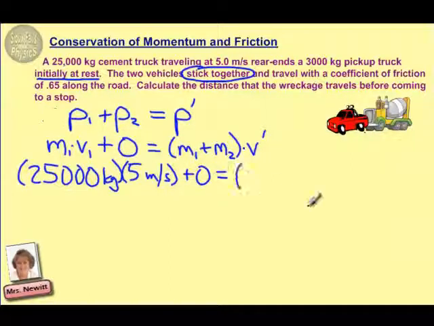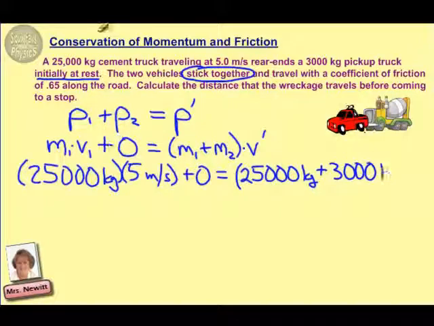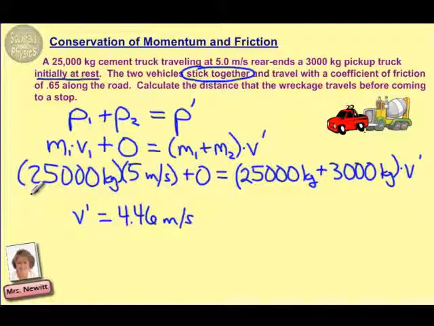And then afterwards, we do already have the two mass values, 25,000 again for the cement truck, and an additional 3,000 for the pickup truck. And that would be multiplied times the final velocity. Now notice that when we multiply that out, solving for final velocity, we will get a final velocity of the two together of 4.46 meters per second.